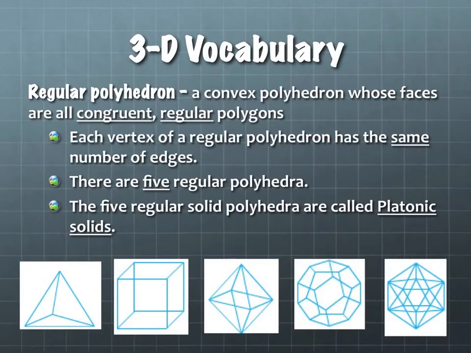Now, we mentioned the word regular when we talked about the bases of the pyramid or the prism. If you have an actual regular polyhedron, then it means all of the faces, lateral, bases, whatever faces you have, the flat pieces, are all identical. They're congruent to one another. So a regular polyhedron is a convex polyhedron whose faces are all congruent regular polygons. Each vertex of a regular polyhedron has the same number of edges. And there are only 5 of these. That's it. The 5 you see in this picture are the 5 regular polyhedra. There aren't any others. Now, they all have names.